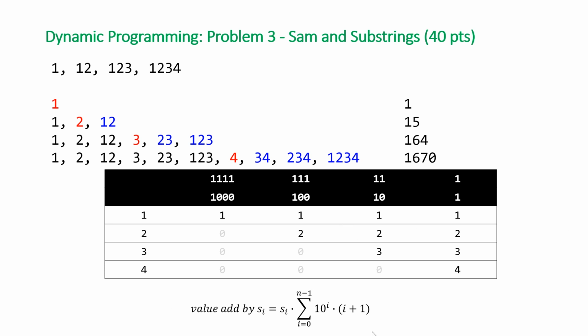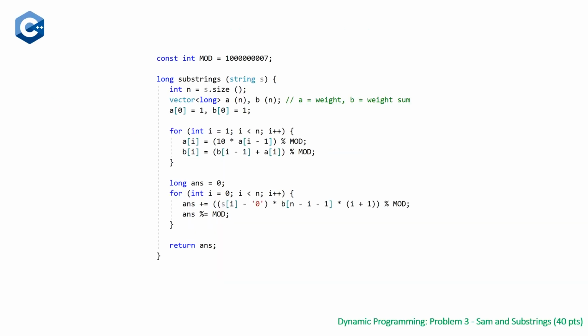So once we have this formula, we can basically calculate these weights in linear time, and then we can just construct a for loop where we loop over each of the digits in our string, or the characters in our string, and multiply it by this, or plug it into this formula, and then get our solution. So let's take a look at the code for this. So here's our C++ solution.